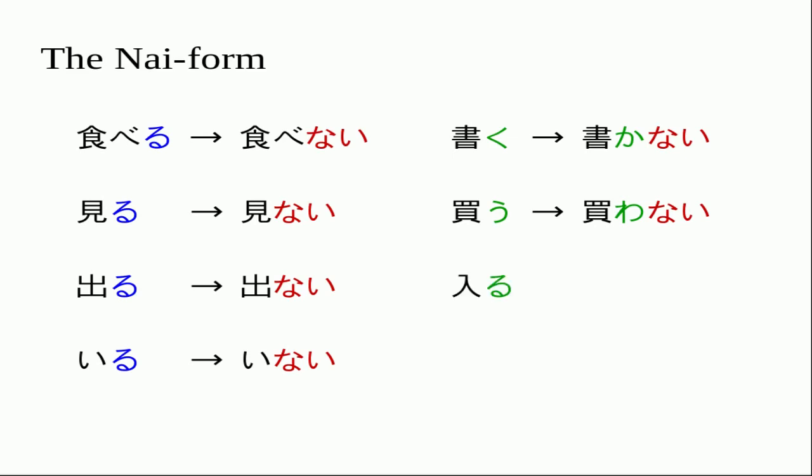So kau becomes kawanai. Then we have hairu as in to go in, to enter, and it becomes hairanai. So hairu, hairanai, ru becomes ra. And of course we have iru as in to want or to need. Iranai, I don't want it, I don't need it. So yeah, it's basically as simple as that. The negative form is as simple as that, and pretty much conjugations are as simple as that. It really is that simple.